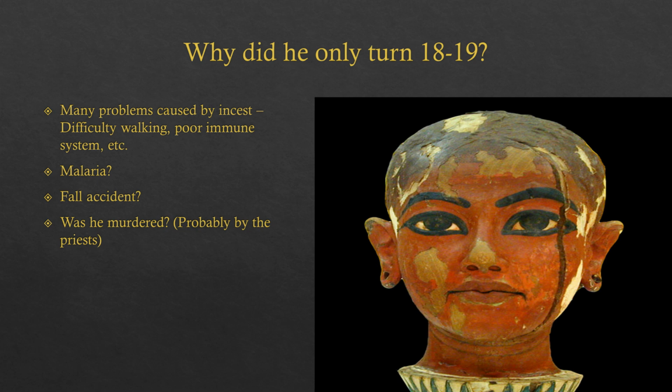So why did he die at only 18 or 19 years old? Well, it could be many problems caused by incest. We know for a fact that he had difficulty walking, a poor immune system, and so on. But it could also have been malaria, a fall accident, or he might in fact also have been murdered.